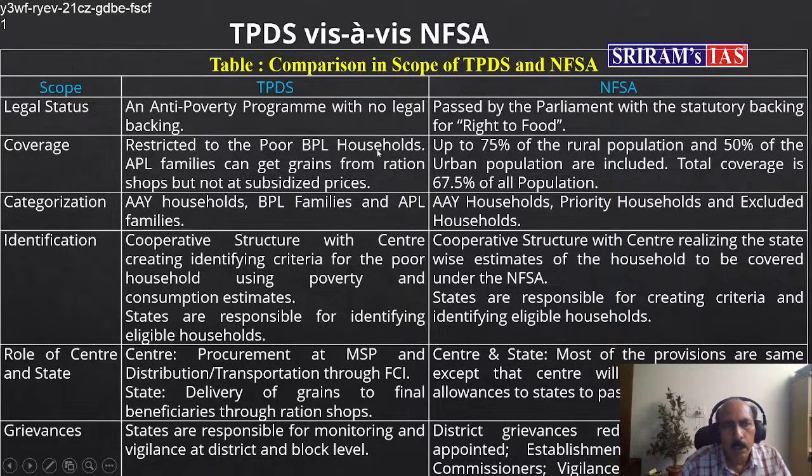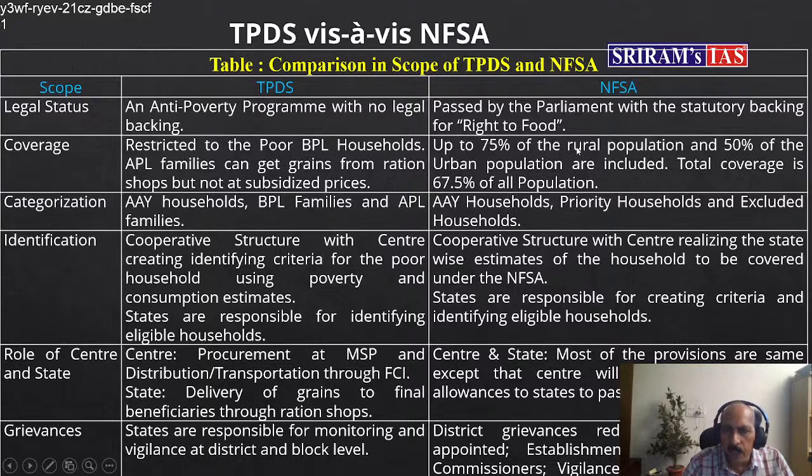You see that the basic change which has happened after the National Food Security Act is that it has become a legal status. TPDS was an anti-poverty program with no legal backing. But the NFSA has statutory backing, and therefore the right to food has become a statutory right.